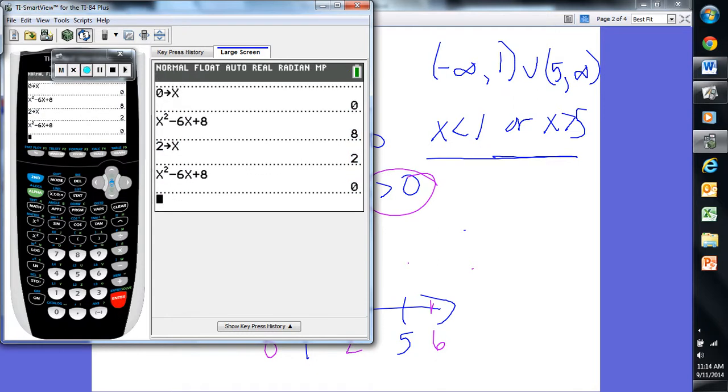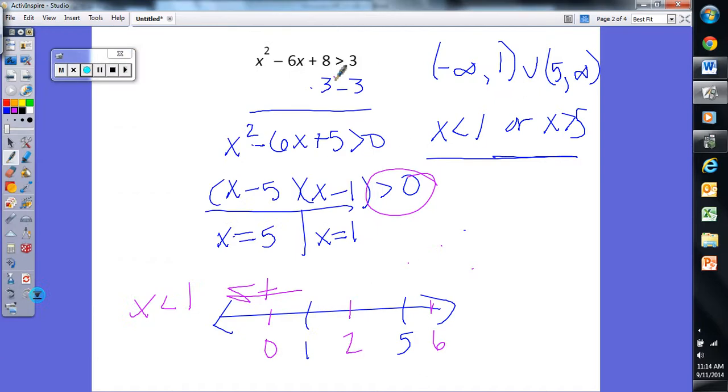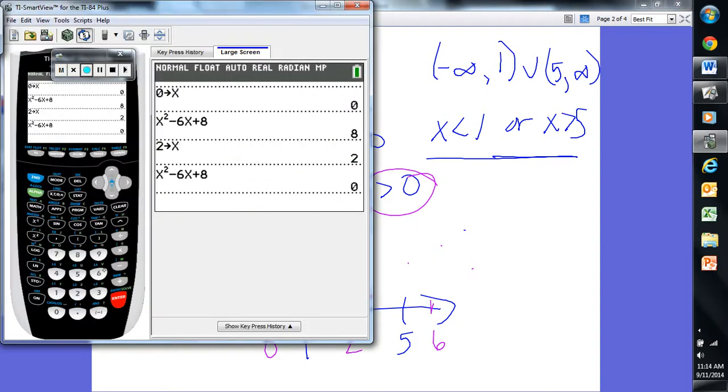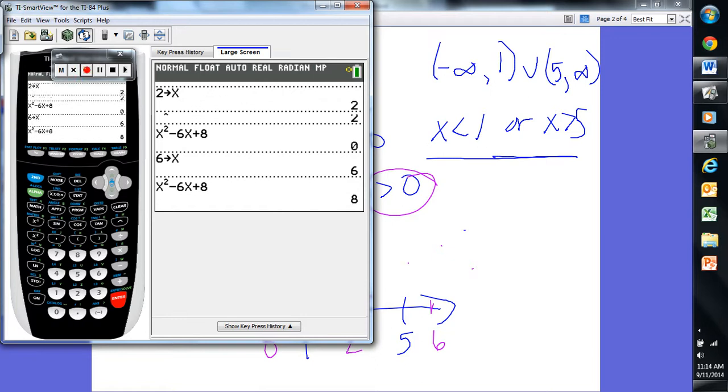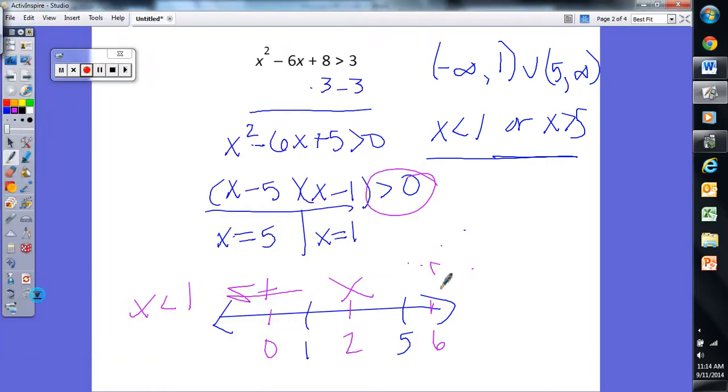I push enter again. That's 0. Now 0 is not greater than 3, so this is not true. And then if I try 6, back in the calculator, 6 stow x, enter. Put my entry in again, so I'm going to hit enter, enter again. 8, so that is greater than 0, so this is true. So everything greater than 5 is also true.